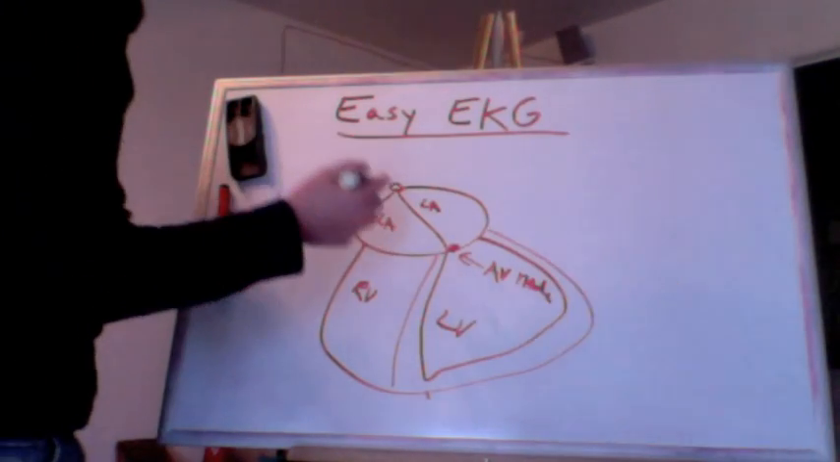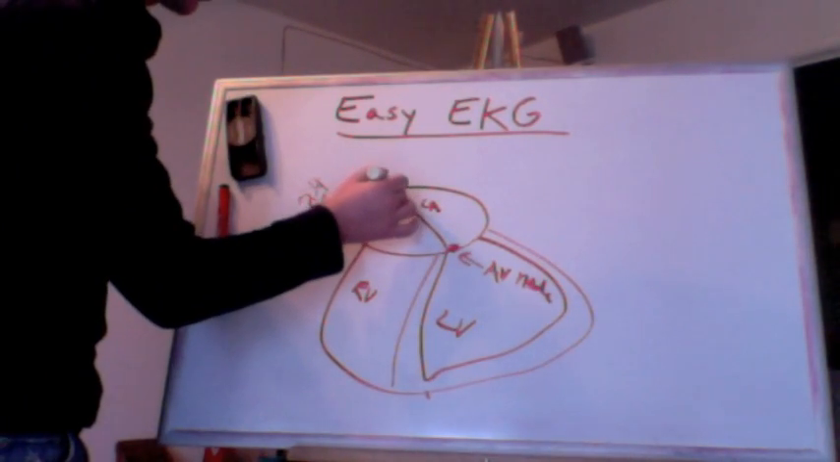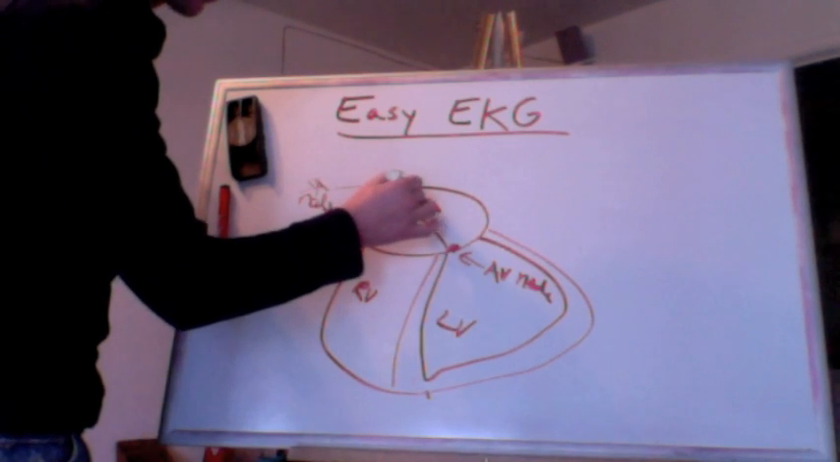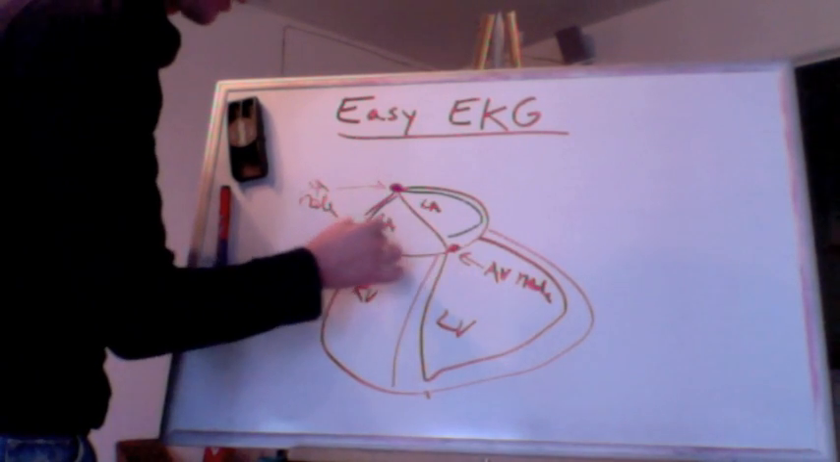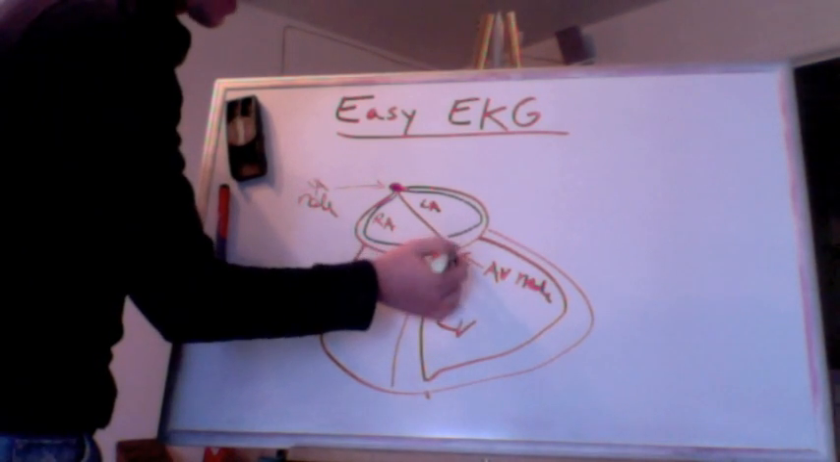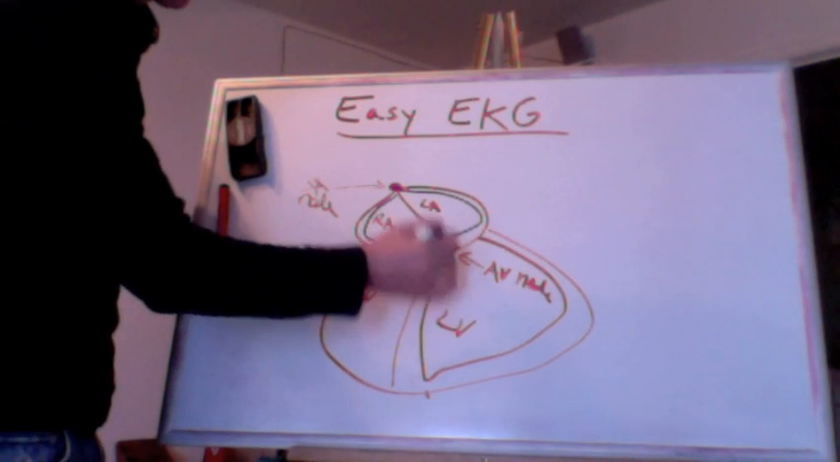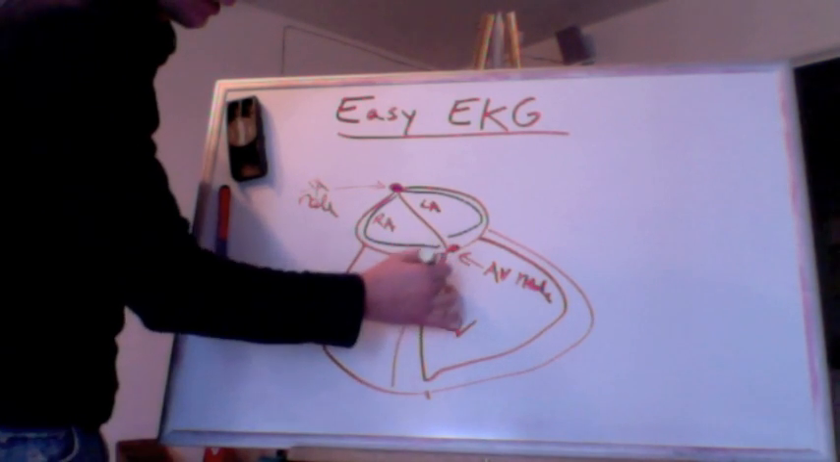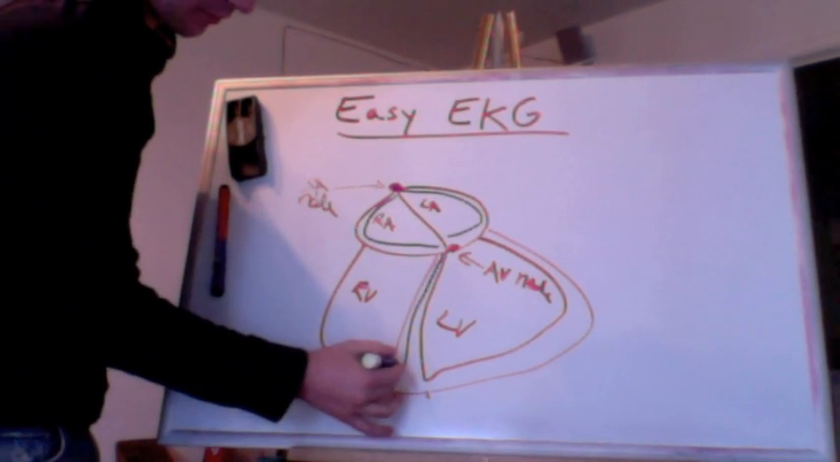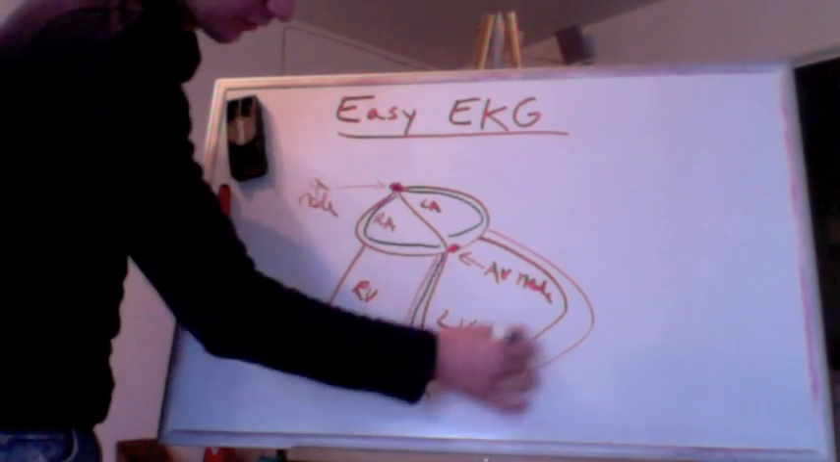Essentially, in the heart, the depolarization starts here at the SA node, right? Then it comes down, spreads through the left atrium and the right atrium, and hits the AV node. The AV node then sends a conduction impulse that goes down the septum through the Purkinje fibers up into the right and left ventricle.